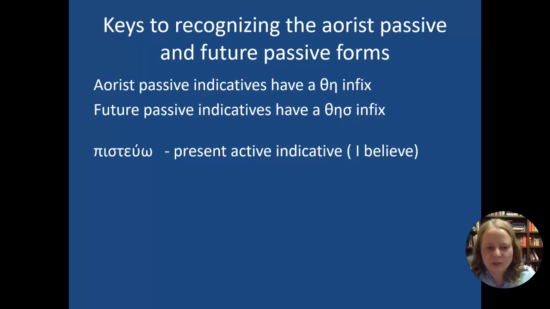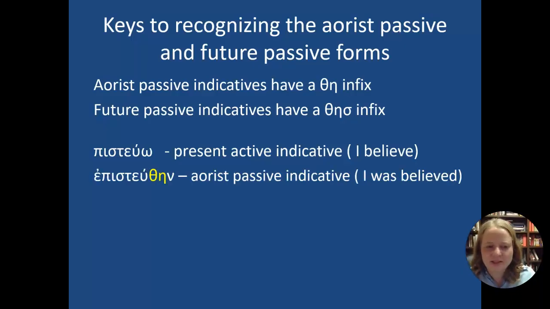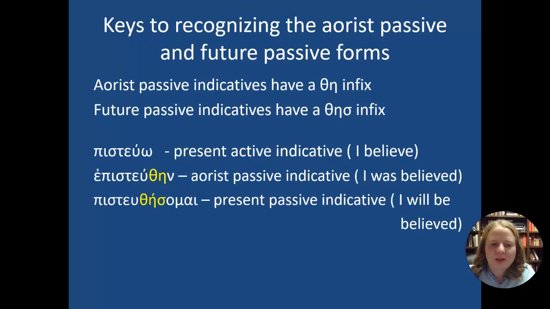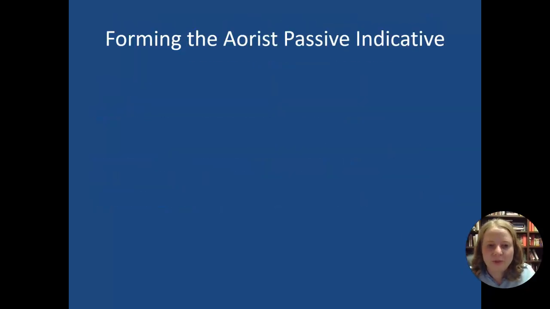This is the verb you know, pisteuo, I believe. That's just the present tense. But if I want to throw it into the aorist passive, I was believed, I need the epsilon at the beginning, because that's what you always have for an aorist. And now I have a theta, eta, I was believed. If I want to say I will be believed, pisteu, theta, eta, sigma, I will be believed.